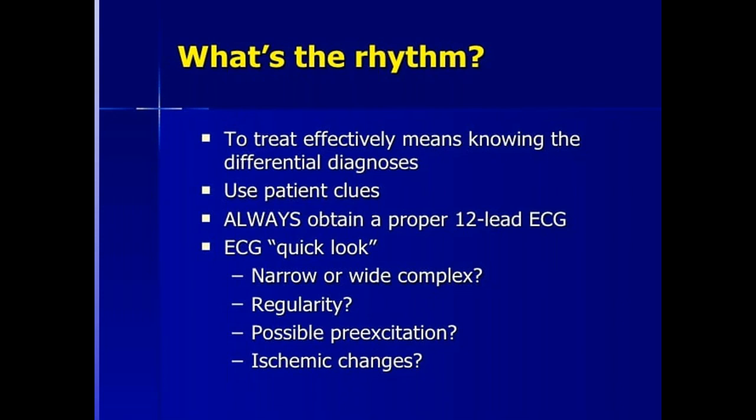What is important in the rhythm is that you look carefully at the ECG, whether it's a wide complex or a narrow complex, and what the regularity is. Look for any pre-excitation, which I'll explain, or ischemic changes. This is to find out from the ECG itself whether we have a subtle clue to the presentation. So this proper 12-lead ECG is also to make sure that you have placed your leads well. At the same time, you are able to identify any basal pathology which is present, which might help us give the diagnosis of the reason for palpitations.